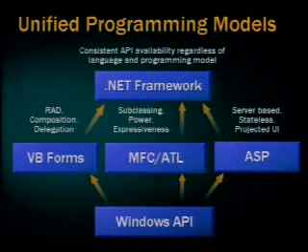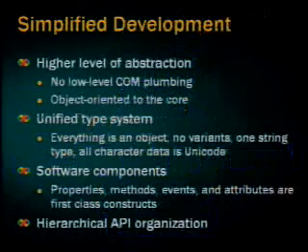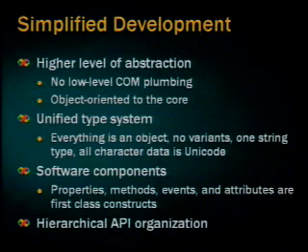Now, what the .NET framework does is it unifies all of these programming models to give you consistent API availability, regardless of what your programming language is and regardless of what your programming model is. Now, I talked about how another goal for the framework was to dramatically simplify development. And there are so many ways in which the .NET framework does that I can't even enumerate all of them, but I've put some of the high-level bullets on this slide here.